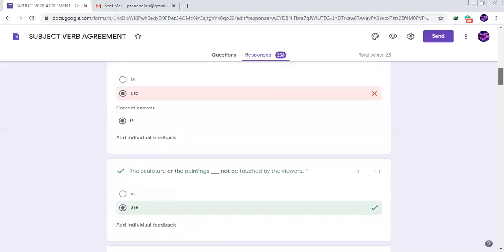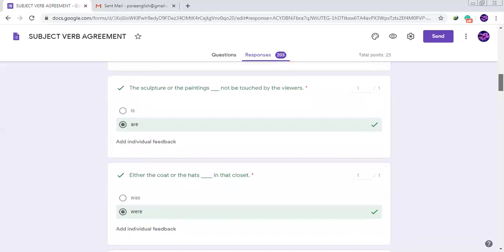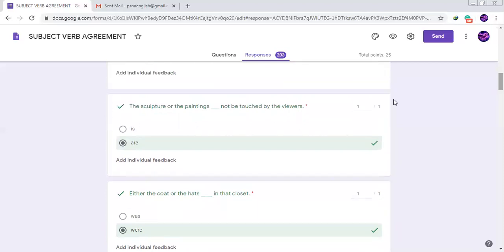Now let's go to the next rule: "the sculpture or the paintings". The sculpture is singular and the paintings is plural. One singular form, one plural form combined by "or". That is what I told you just now: with one singular subject and another plural subject, give importance to the plural subject. So the answer is "are". The student has given the correct answer.